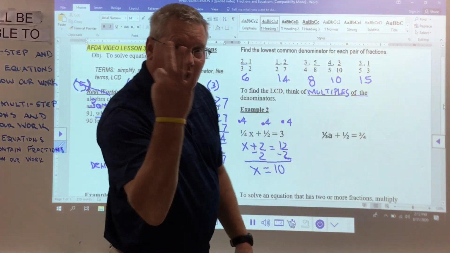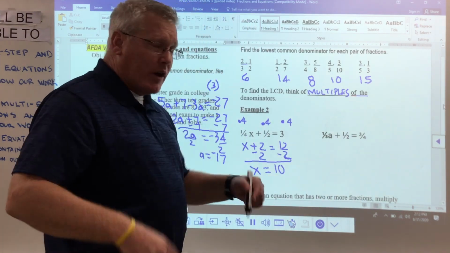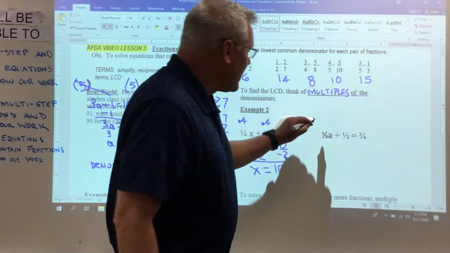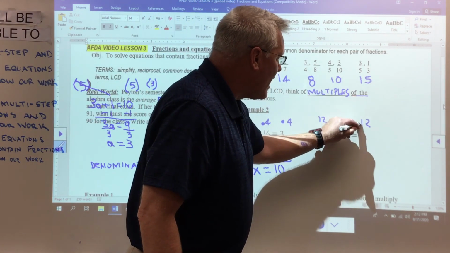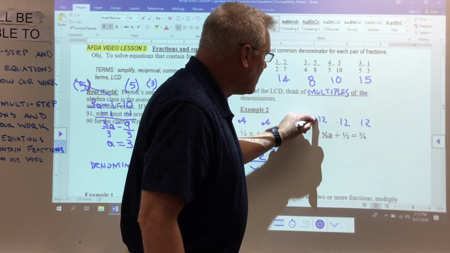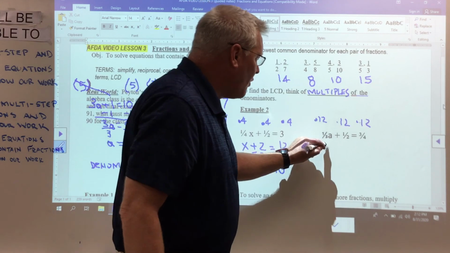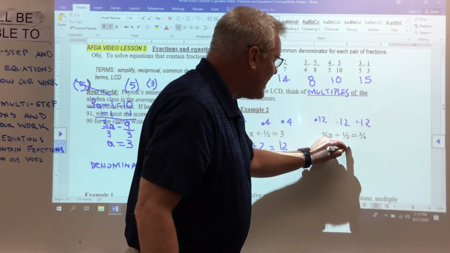Likewise over here, you have 3 denominators, 3 fractions. What is the LCD for all 3 of those? Well, think about multiples of those. It's going to be 12. So just go across and multiply everything by 12. Okay? So 1/3 of 12 is 4. Half of 12 is 6.